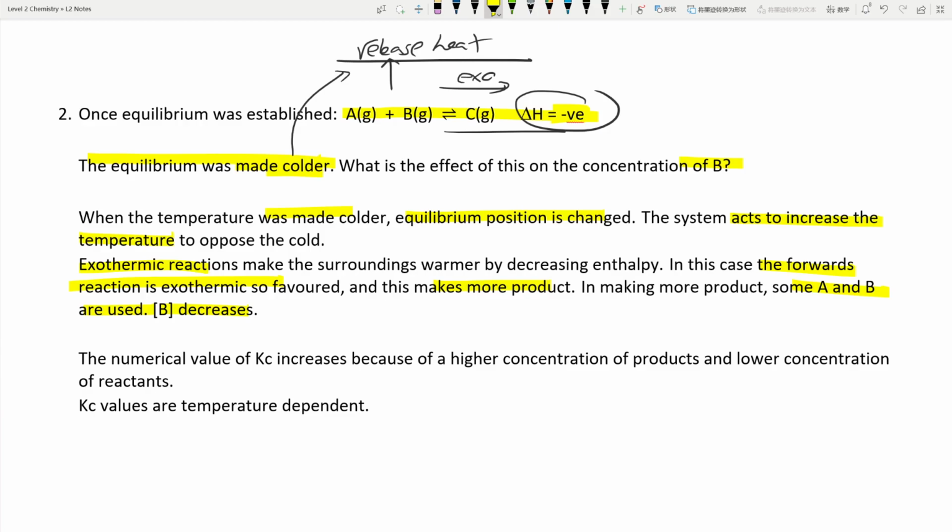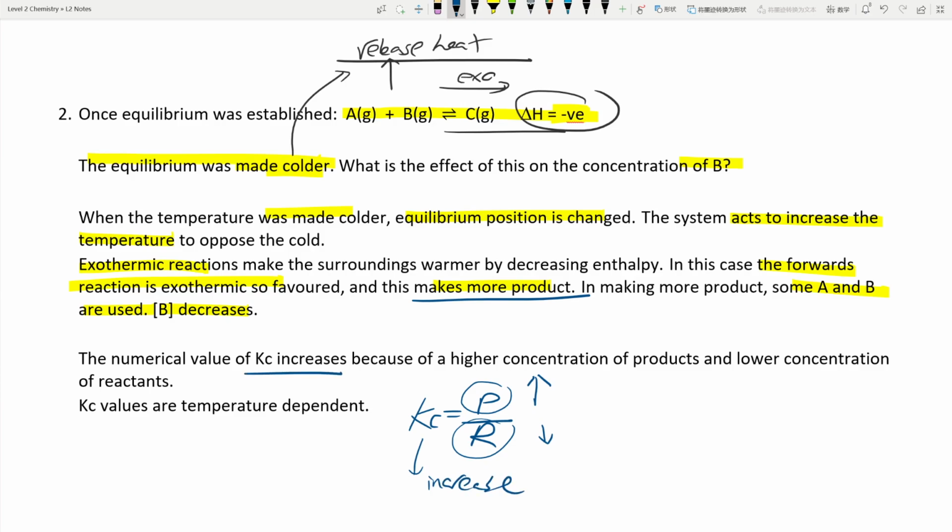Mathematically, if you think about this, Kc is calculated using products divided by reactants. We decided we are going to make more products, so this number is going to go up, this number is going to go down, and if you're mathematically savvy, you'll quickly see that a bigger number divided by a smaller number means Kc is going to increase. So the value of Kc increases because you have a higher concentration of products and lower concentration of reactants, and Kc is going to go up in this particular case.